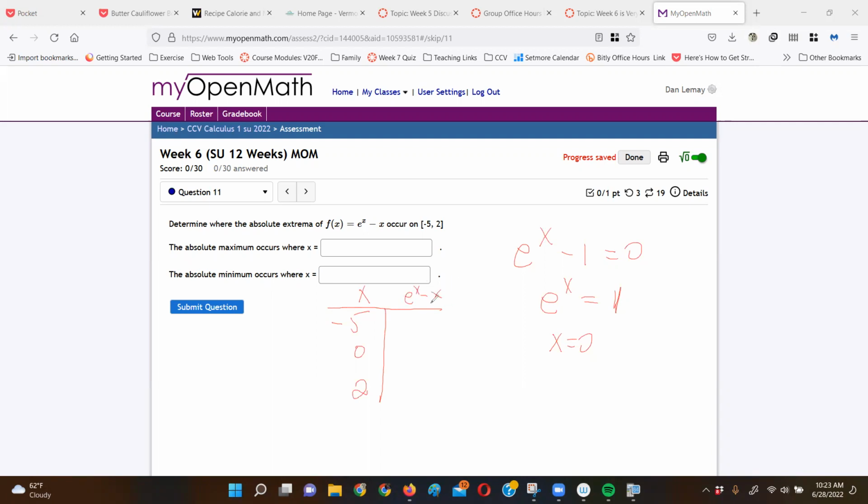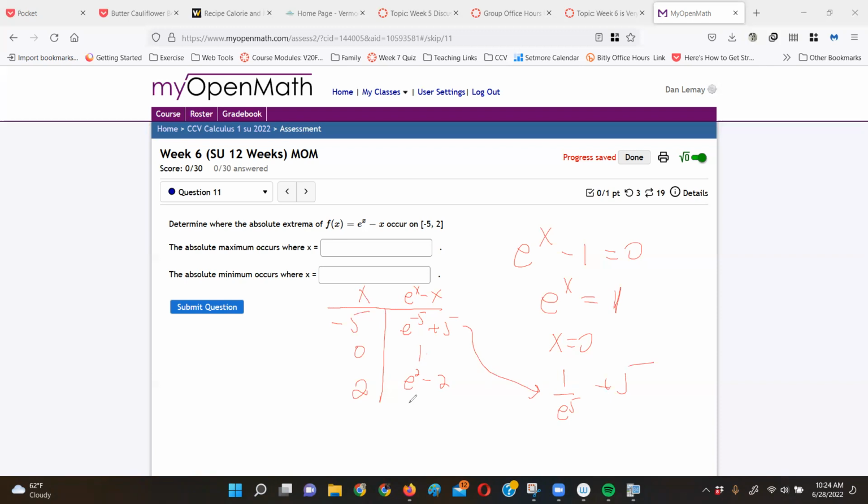So it's e to the x minus x. So e to the negative 5 plus 5, right? And then e to the 0 is 1, minus 0 is 1. And then e squared minus 2. So now we're going to decide which is the biggest and which is the smallest. You could surely grab a calculator and key it in, but sometimes it's good to reason this out. e to the negative 5 means 1 over e to the 5th, which is a very small number, plus 5. So this number is actually just a little bit bigger than 5. This one is going to be 1.